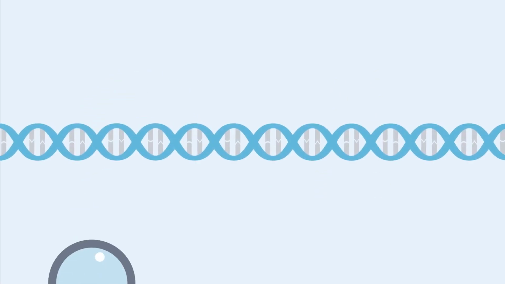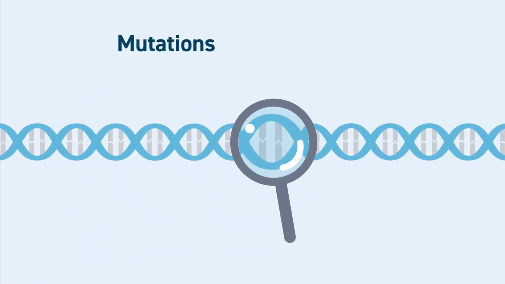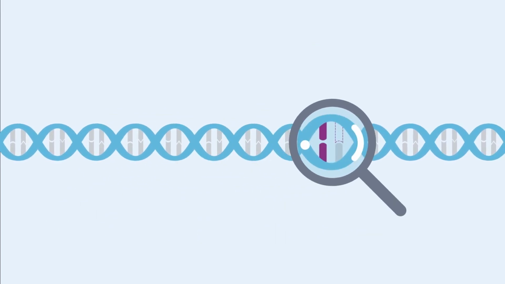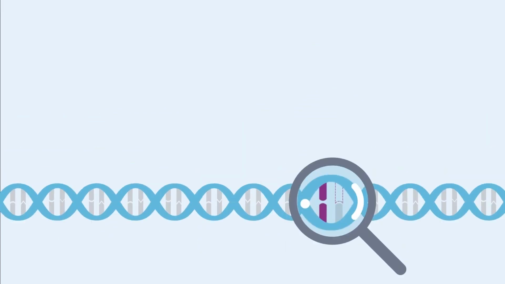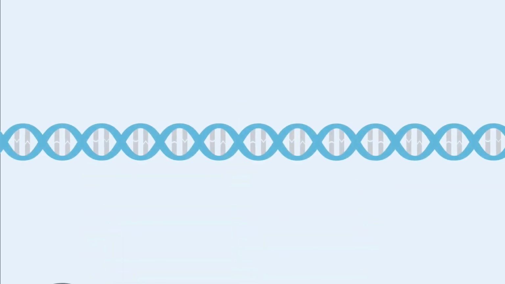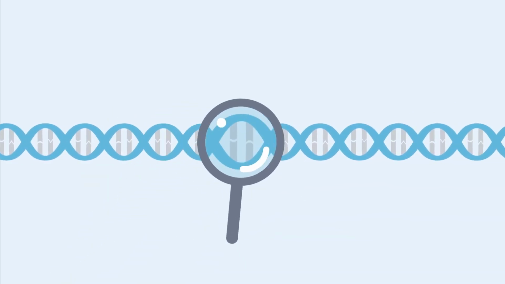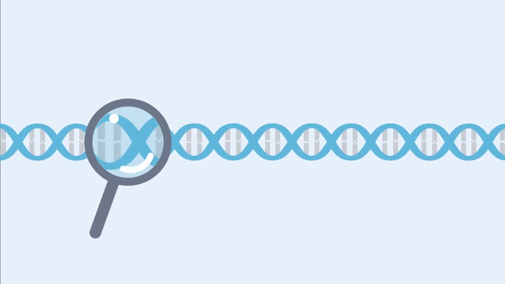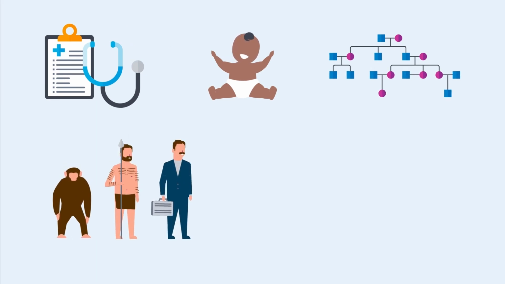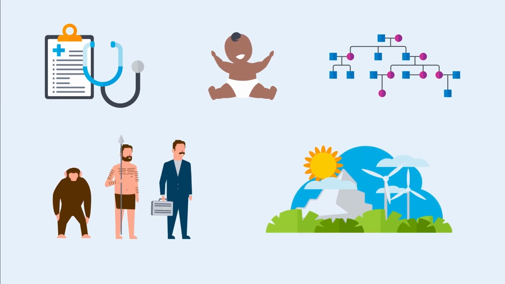However, changes in the DNA code, called mutations or variants, can cause the DNA instructions to be erased or inaccurate. Sometimes these changes cause no problems, sometimes they have positive impacts, and sometimes they have negative impacts like disease. Being able to detect and analyze changes in an organism's DNA is important for answering questions about health and disease, development, ancestry, evolution, the environment, and much more.